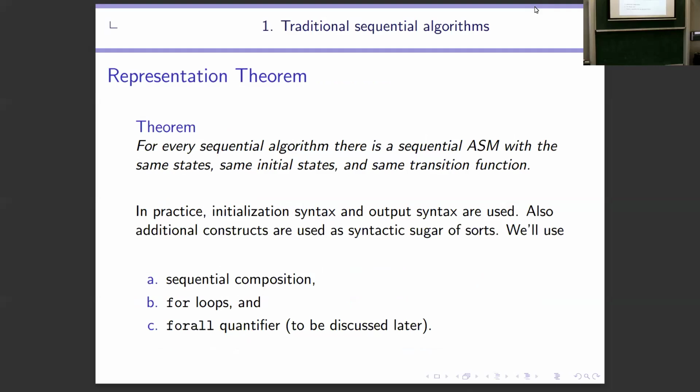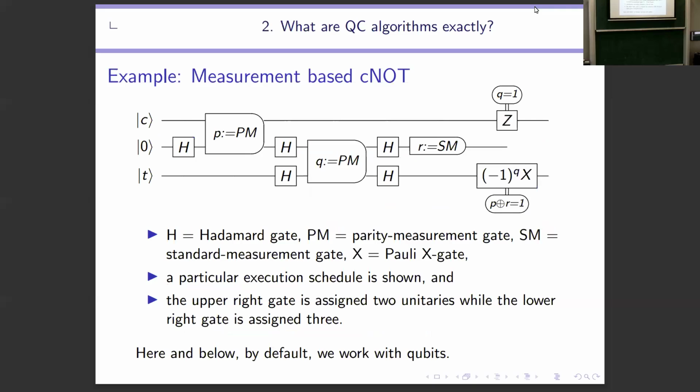So in practice, you can use, and people do use, syntactic sugar. So we will be using some syntax for initialization, input to show what the input is. You can use sequential composition within a step, we'll use for loops and forall quantifiers, all bounded. You'll see examples. But in principle, those three commands suffice.